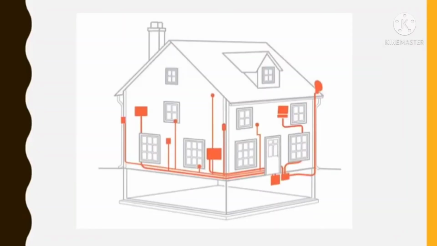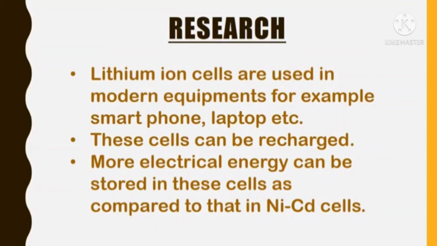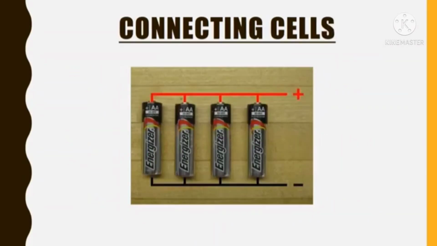So here is the symbol of the cell. This house is showing the effect of all these electric charges going through the walls of the house internally. Research says that lithium-ion cells are used in modern equipment, for example smartphones, laptops, etc. This cell can be recharged. More electrical energy can be stored in this cell, as compared to the nickel-cadmium cell, which is comparatively a dry cell.